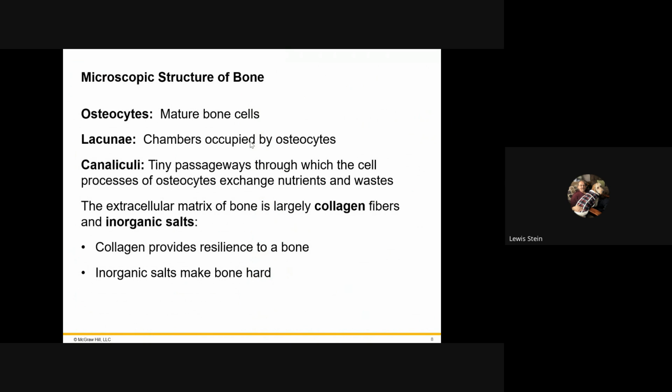The main cell, again, they all come from a common origin. When we make fibrous and connective tissue, we have fibrocytes. When we make cartilage, we have chondrocytes. When we make bone, we have osteocytes. They can kind of flip-flop.